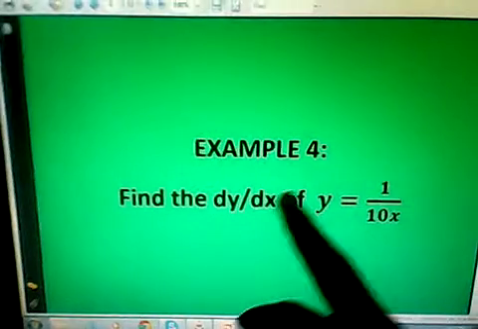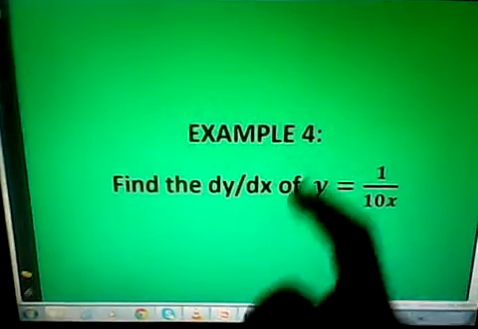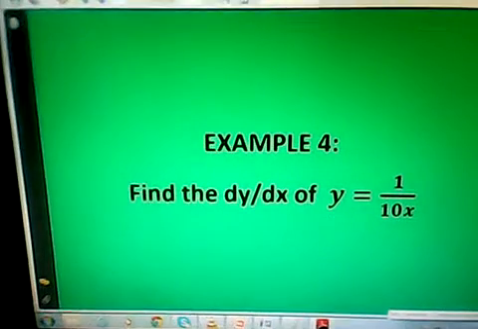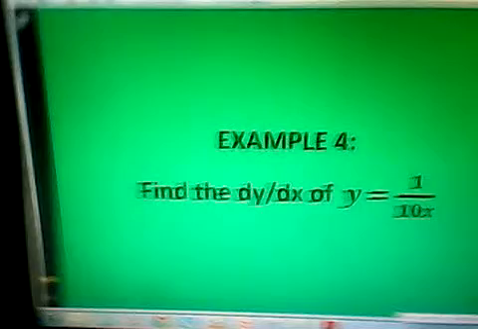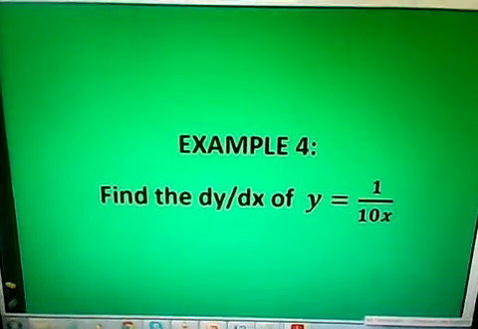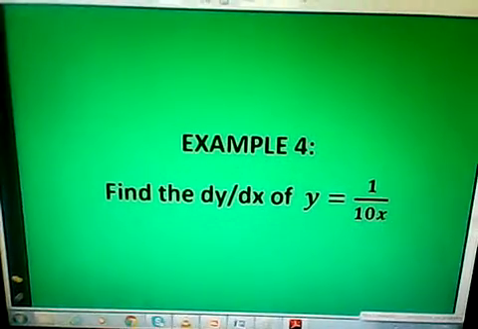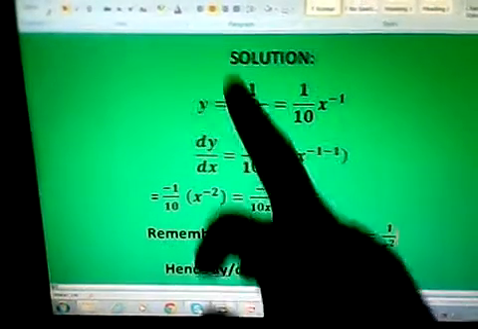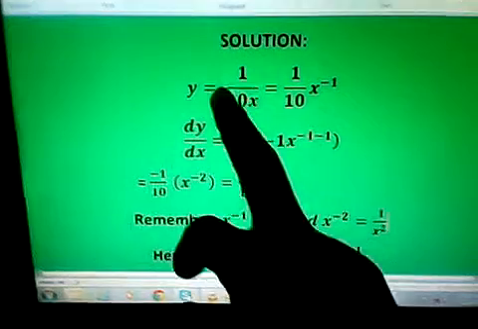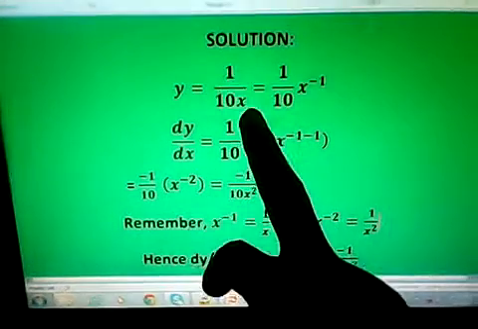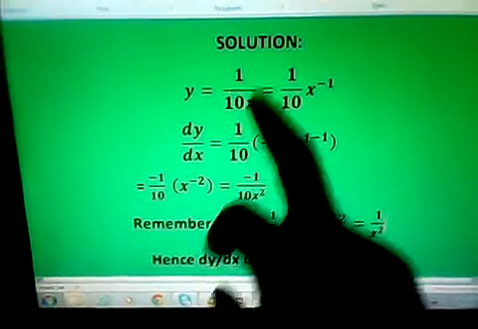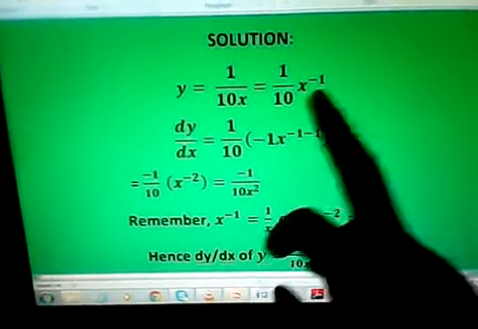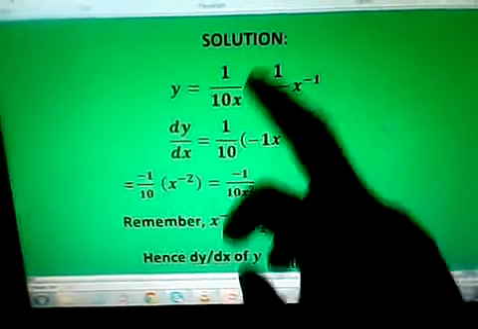We have y equals 1 over 10x, and we are required to obtain the derivative of that. How do we differentiate a function of this nature? We need to understand that 1 over 10x is the same thing as 1 over 10 times 1 over x. And you know that 1 over x is x raised to the power minus 1 in indices. So we have 1 over 10 times x raised to the power minus 1. Now that makes our work very easy.